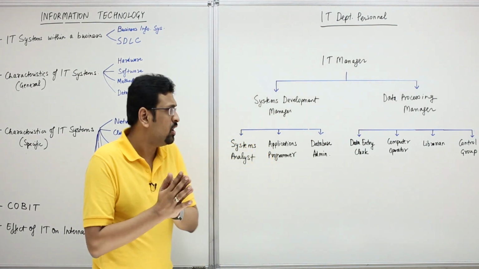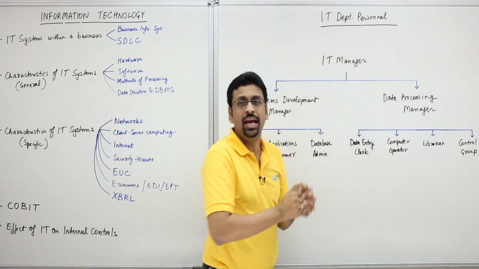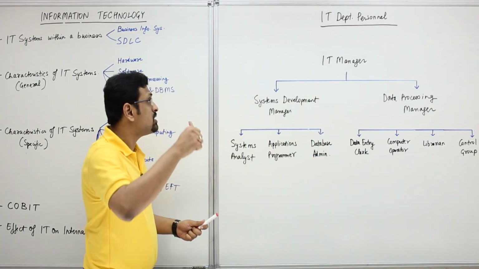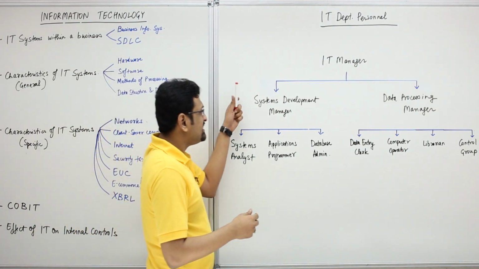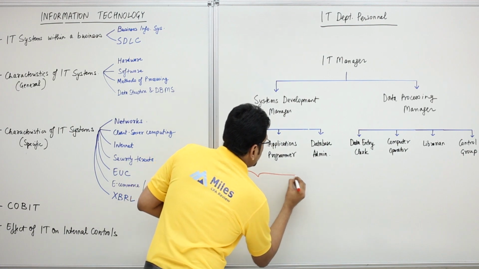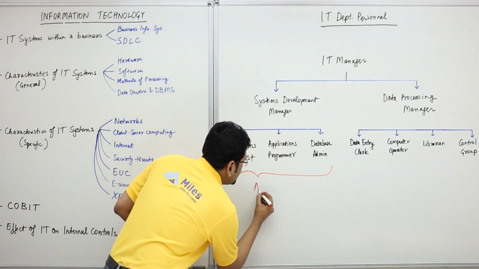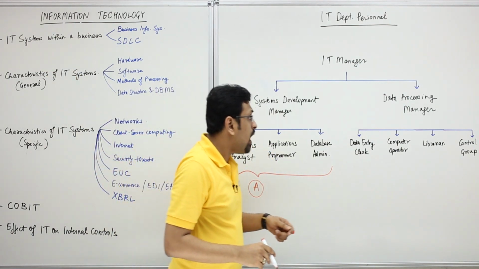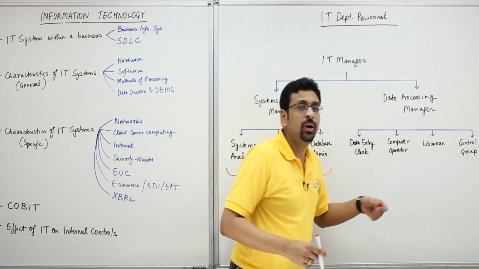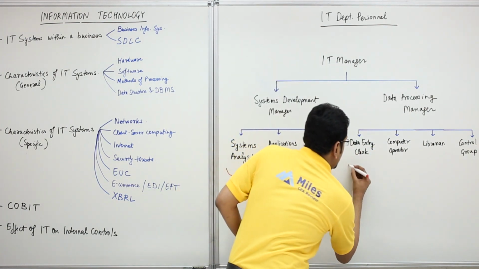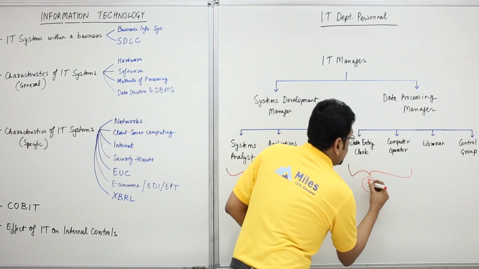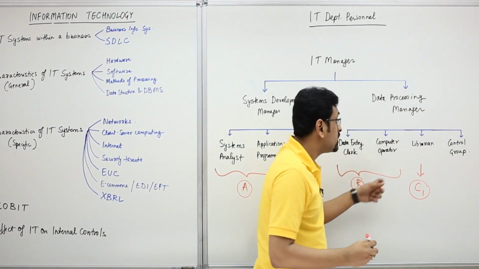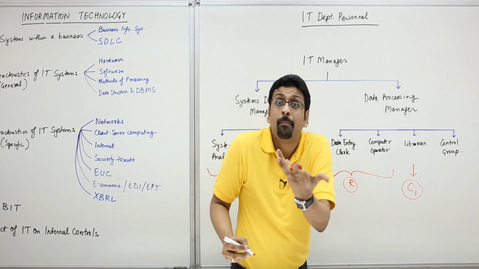So as you can understand here, we have a lot of people working in our IT department. Let's see what part of internal controls are they all in charge of. So the systems development team, we could say, is in charge of authorization. So they are the ones which create the IT system. Then you have the data entry clerk and the computer operator. They are doing the record keeping function. The librarian, he's got custody. And you have the control group who come in periodically and do comparisons, reviews.